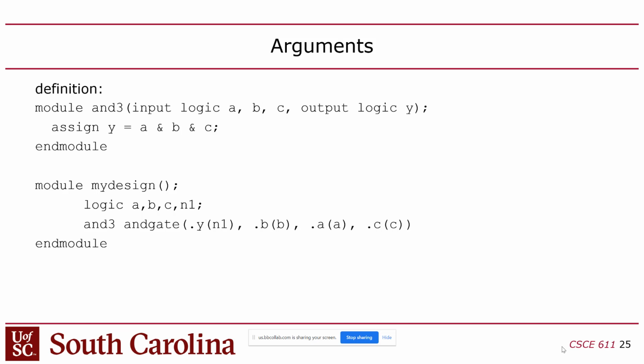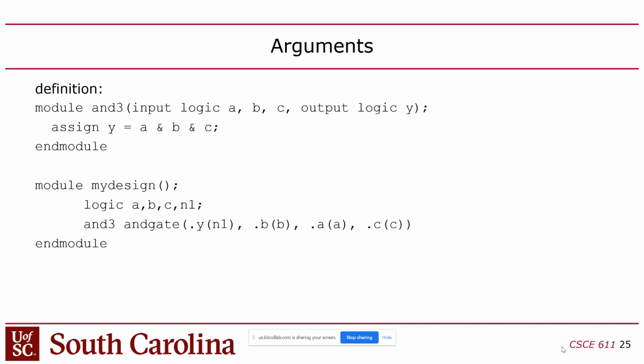And so inside my design, I create no inputs and outputs here, but I have three logic signals that are internal values that are only inside this module. They're like temporaries, essentially: A, B, C, and N1. And in the AND gate, I instance an AND gate.